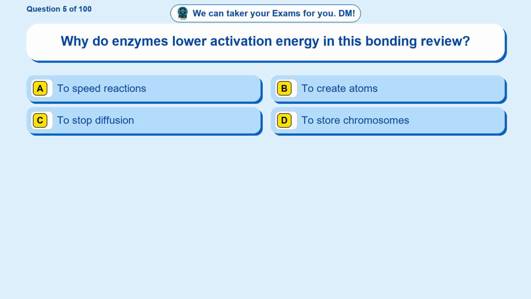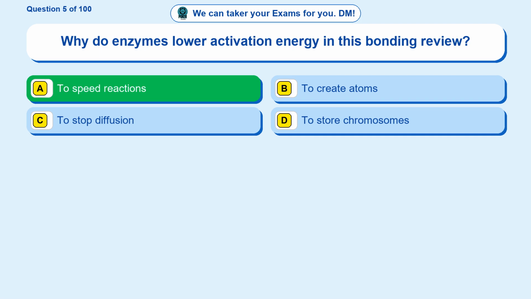Question 5. Why do enzymes lower activation energy in this bonding review? Option A, to speed reactions. Option B, to create atoms. Option C, to stop diffusion. Option D, to store chromosomes. The correct answer is option A, to speed reactions.